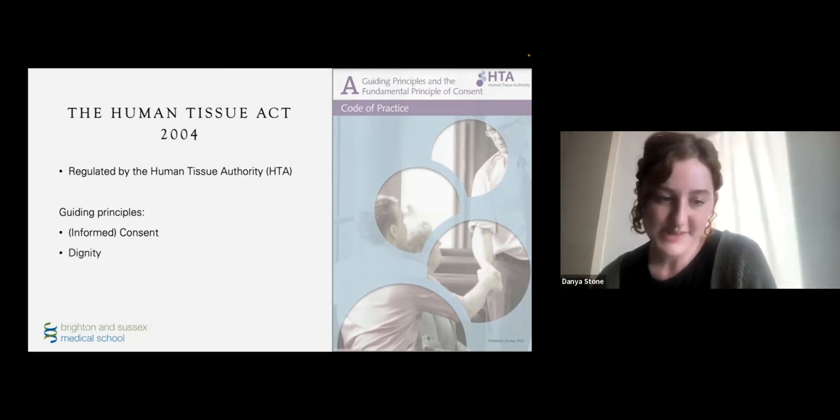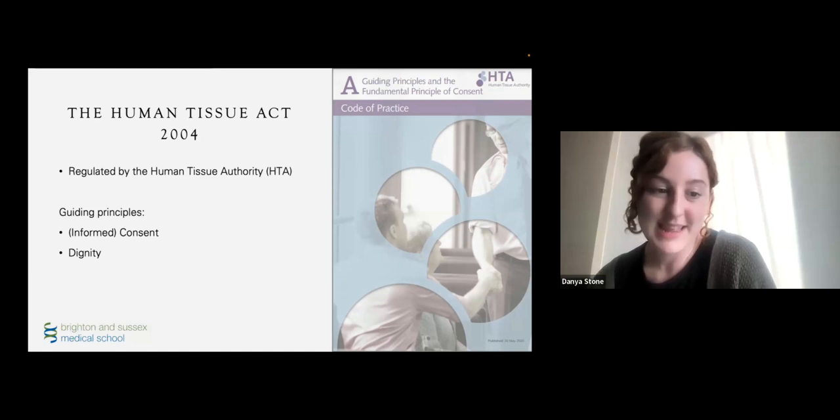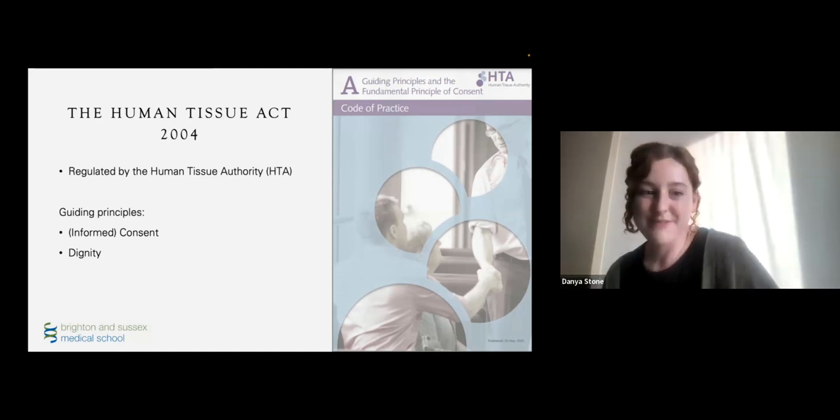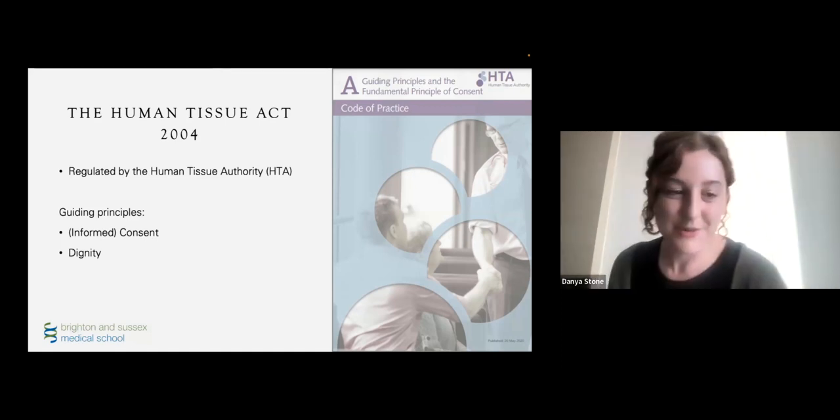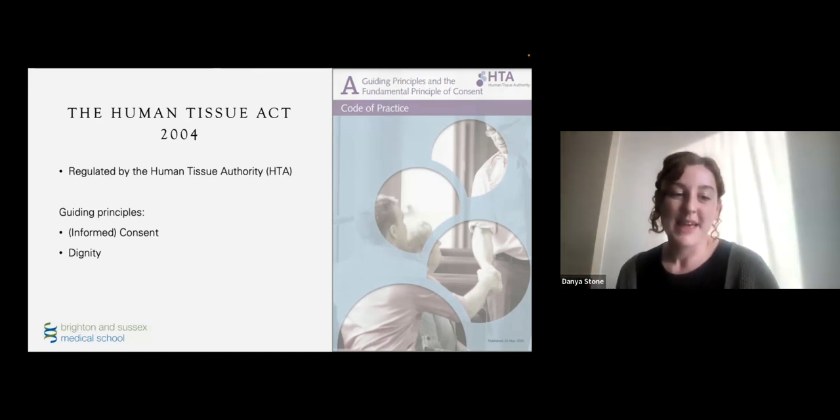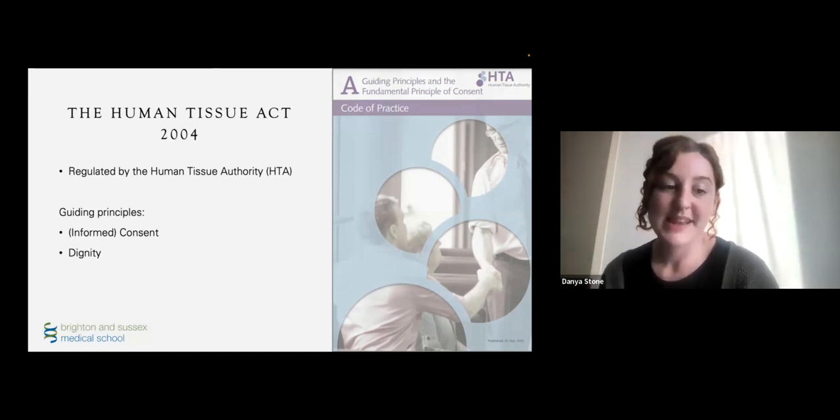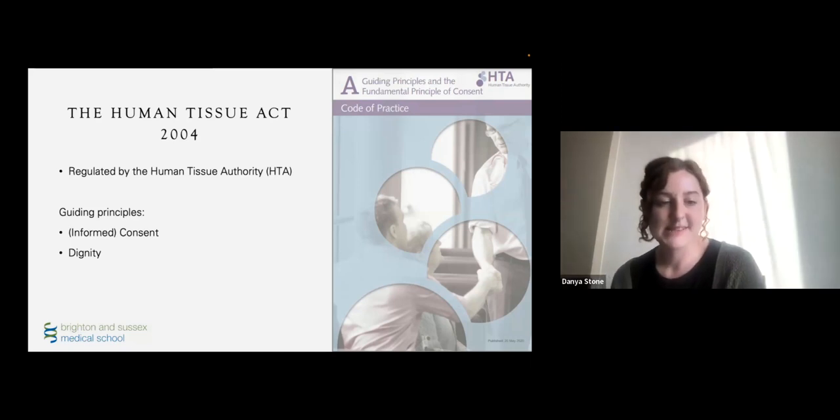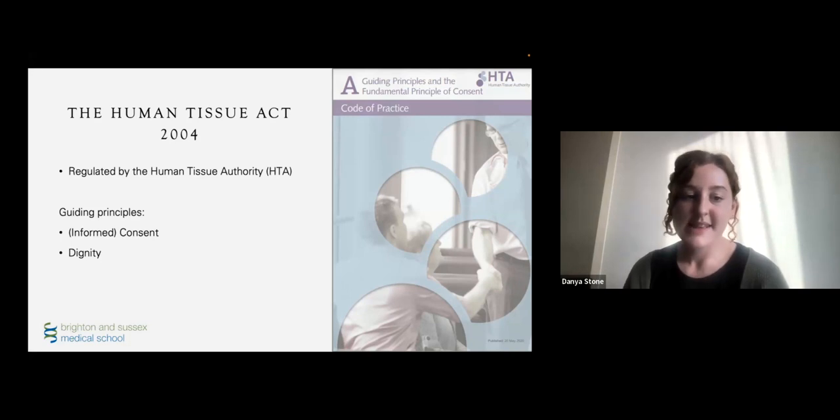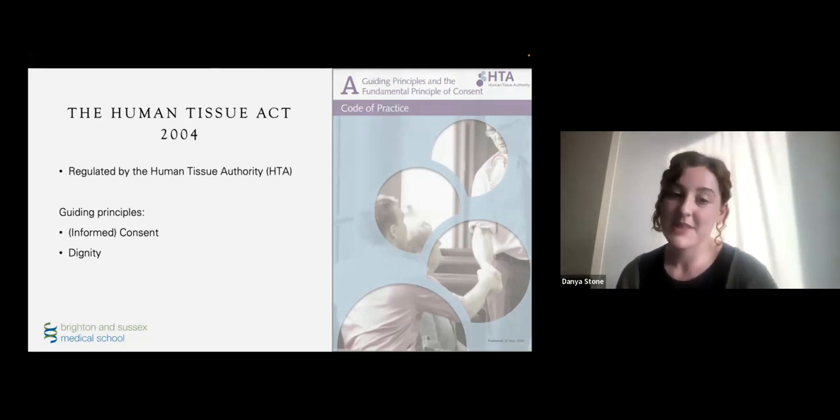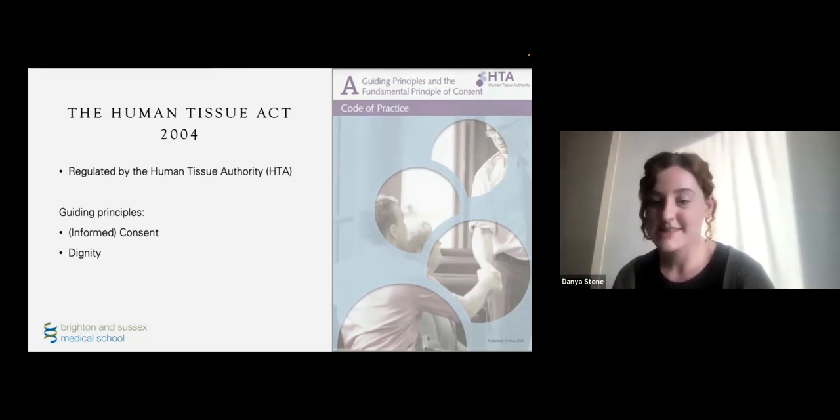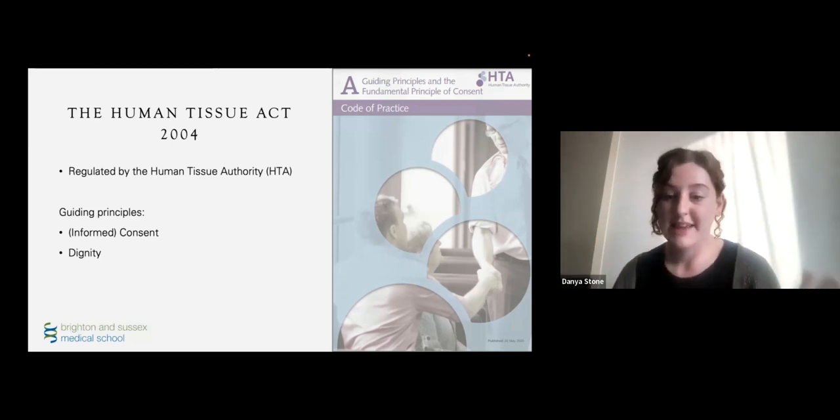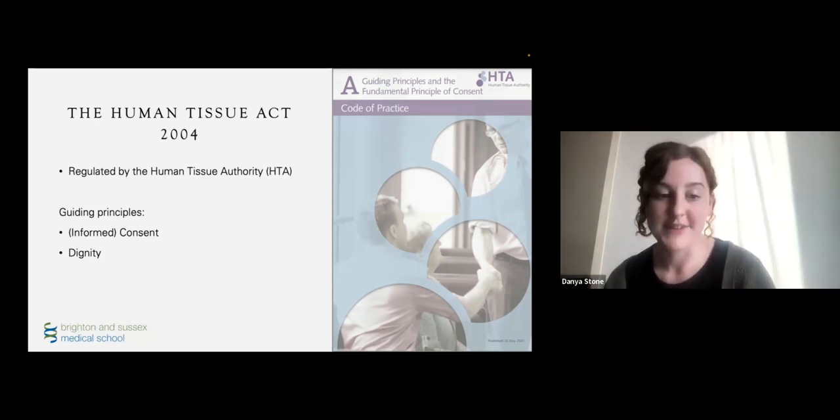The second guiding principle that we follow, and really it's the one that feeds into everything we do all day, every day, is dignity. So donors should be treated with dignity at all times. Medical students are made very, very aware of this before they enter the lab for the first time, and that really is upheld in everything that we do. Dignity goes further as well to making sure that the lab is clean and organised, and the donors are stored in a way that means that they're well looked after.